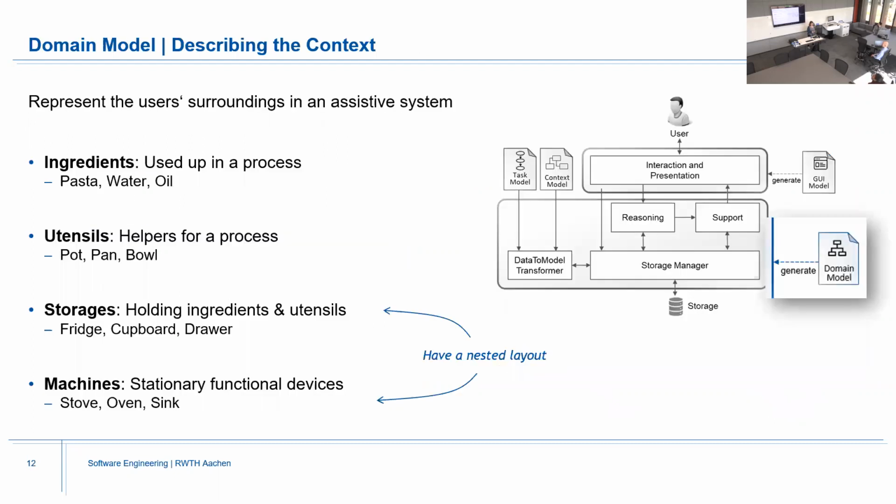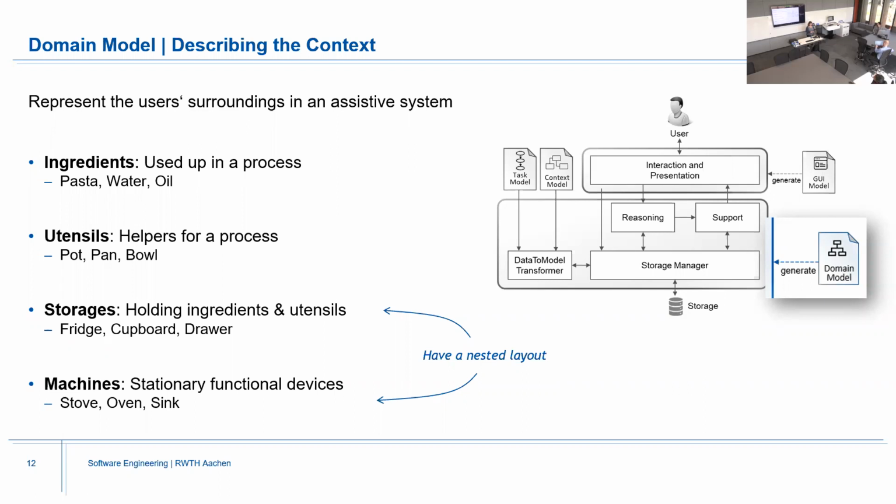Now, based on this cooking process, we had a look into the domain information. So what is relevant domain information we need to describe this system. We came up with four different areas. One of them is the ingredients. So what are the main resources that are used up in a process? So they are gone after you have handled them. We have utensils. So they are basically the helpers in a process, and they are still available when you have completed the process.